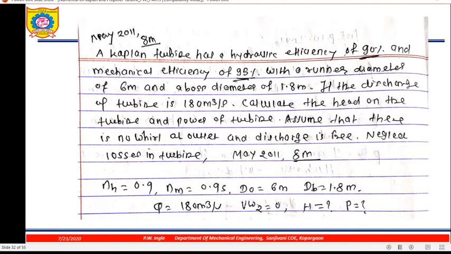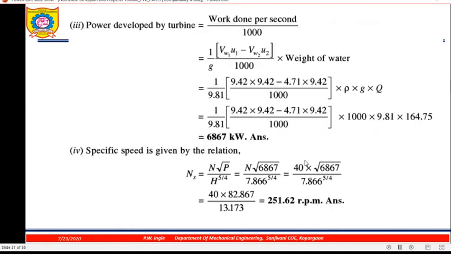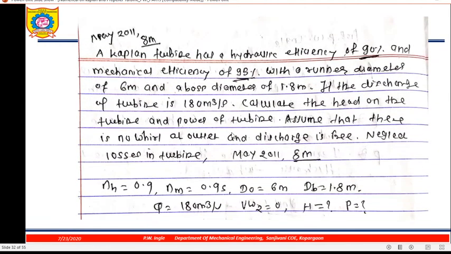Now again we'll solve some more numericals. I think this numerical is repeated. This we have already solved. Kaplan turbine has a hydraulic efficiency of 90% and mechanical efficiency 95%, with a runner diameter of 6 meter and boss diameter of 1.8 meter. Discharge is 180 meter cube per second. Calculate head on the turbine and power of turbine. Assume that there is no whirl at outlet, so VW2 is 0 and discharge is free, neglect losses in turbine.